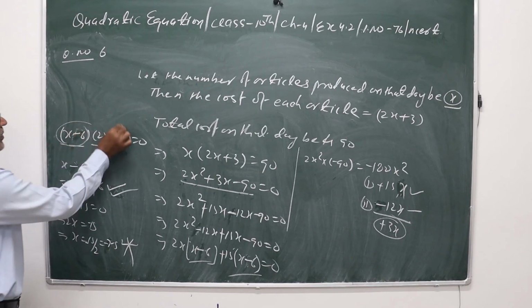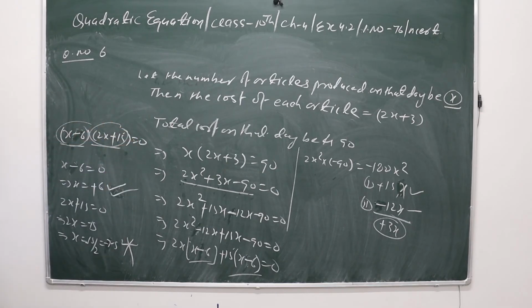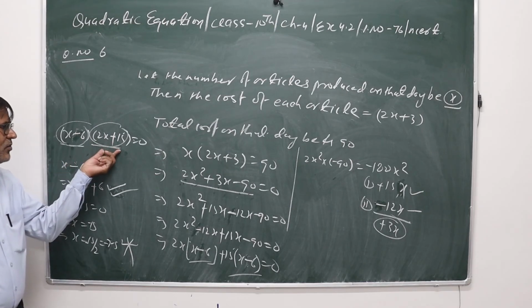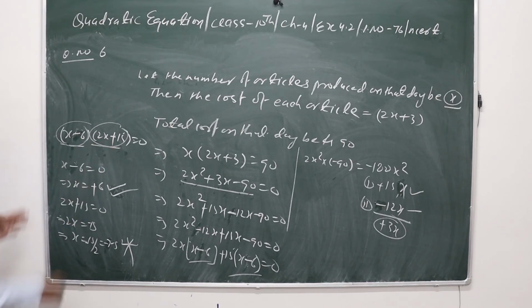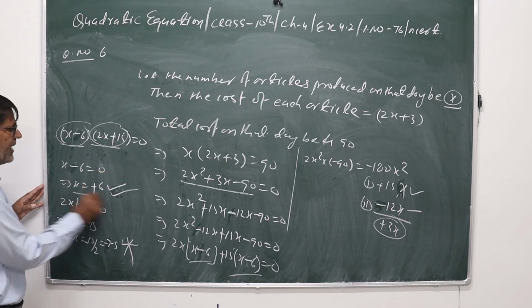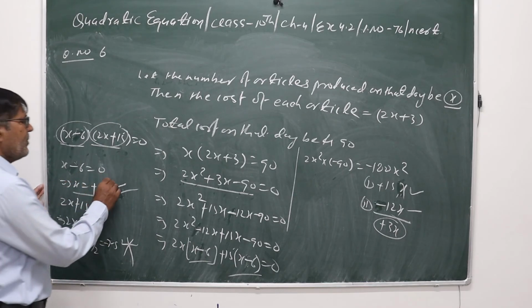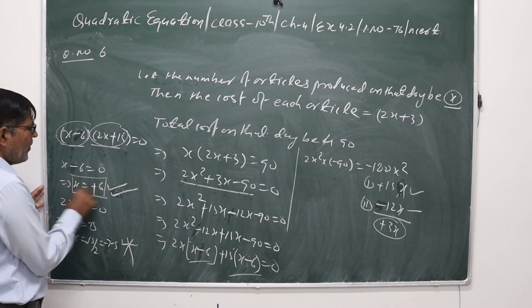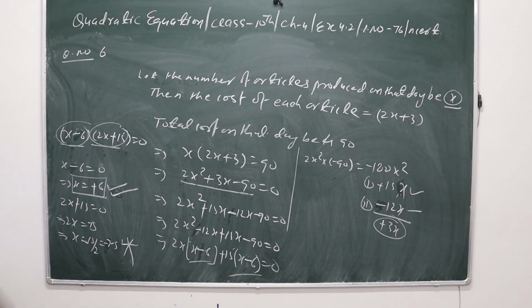Here the product of these two factor is equals to 0. So whether first factor is equals to 0 or second factor is equals to 0 or both are 0. So let x minus 6 is equals to 0. So x is equals to 6. So this is a positive quantity. So let the company produce the number of poultry article on particular day will be 6.